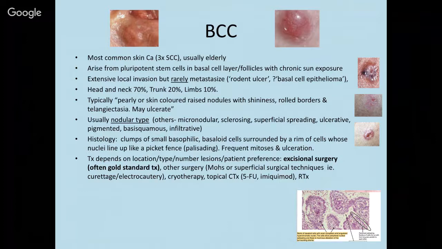It's not really a feature of a cancer that it would have to go through the basement membrane. BCCs are most commonly on the head and neck in 70%, and their appearance is typically a pearly or skin-coloured raised nodule.